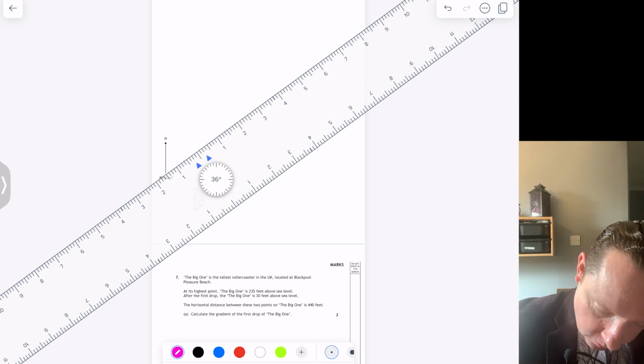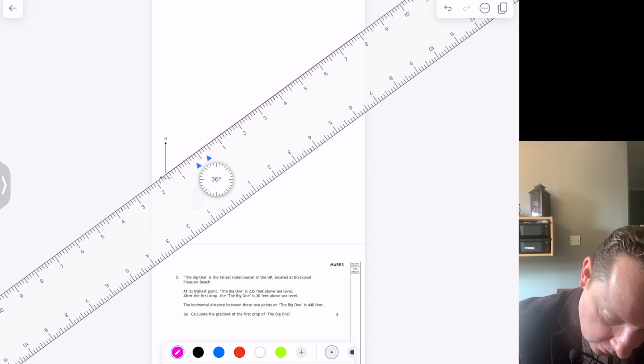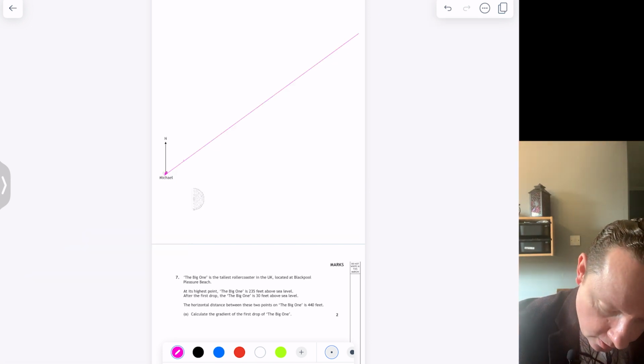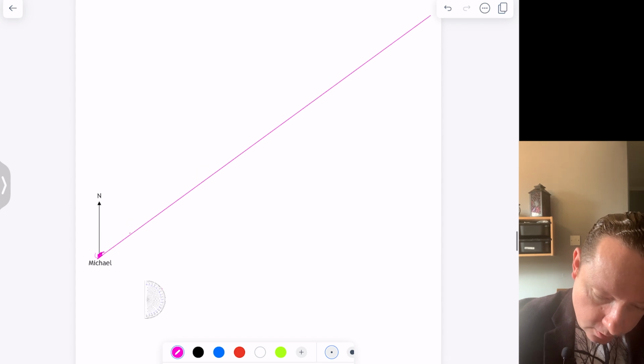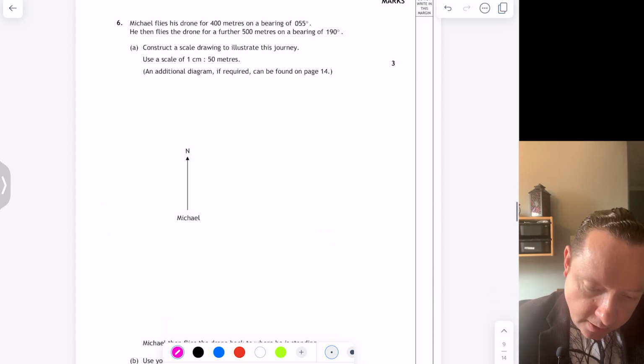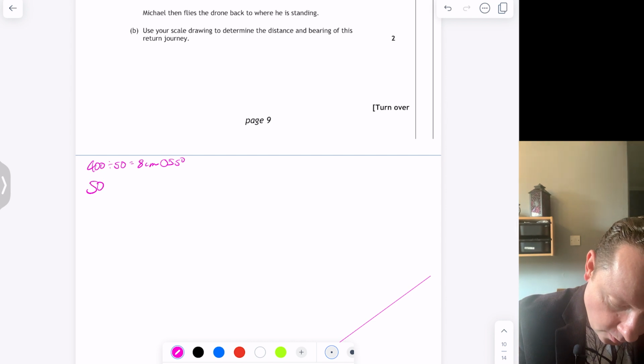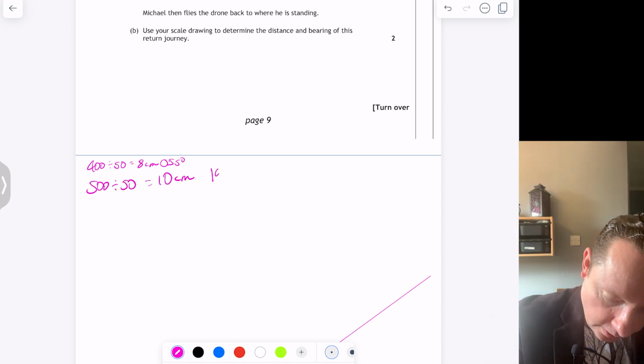But that's fine. I knew that would happen on this bit of paper, so I'll just try and join it up as best I can. Mine will be slightly inaccurate because I'm using an iPad, but you get the idea. I get a picture like that. So now it says he does 500 metres on a bearing of 190. So 500 divided by 50 is equal to 10 centimetres, and his bearing is 190 degrees.